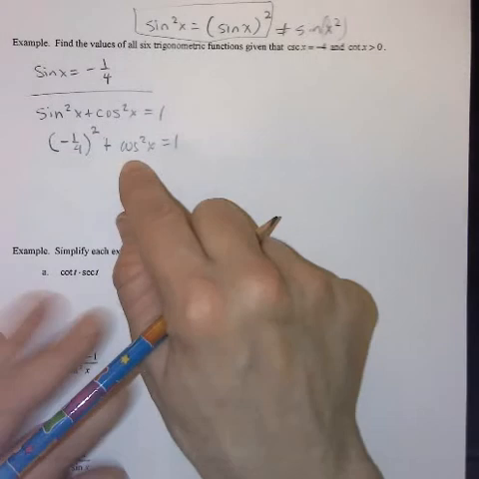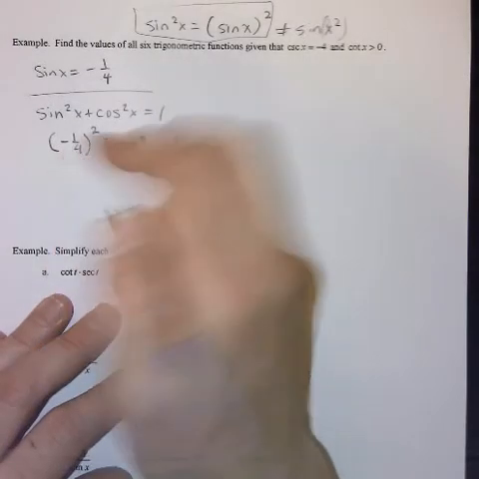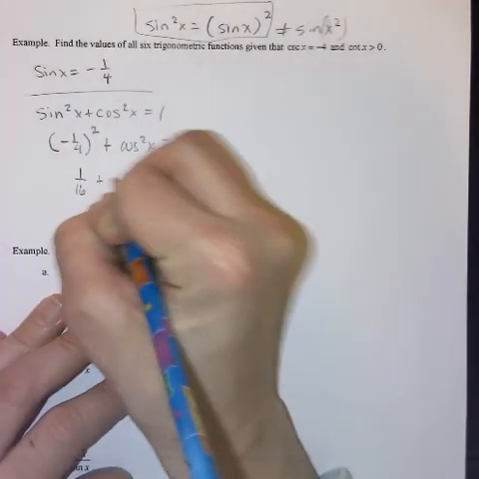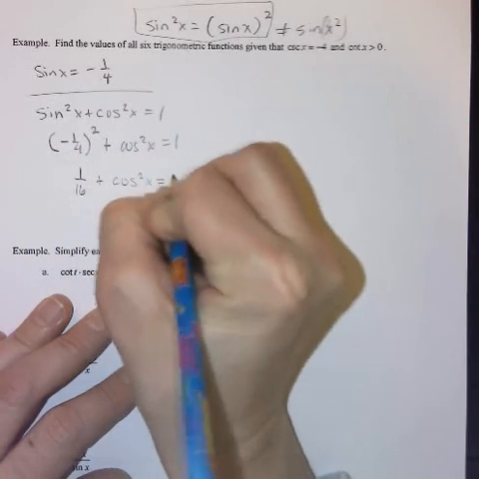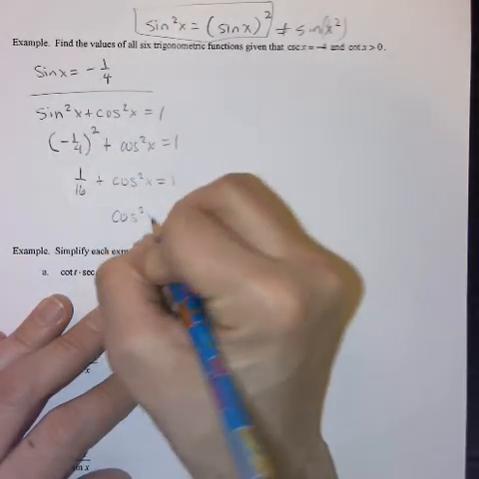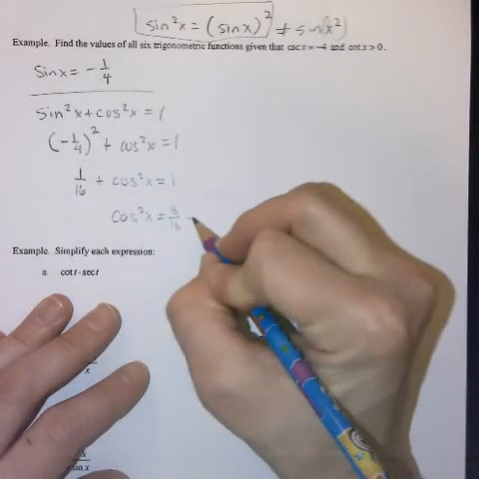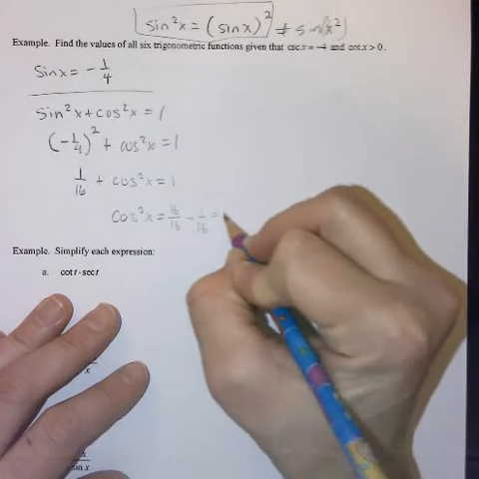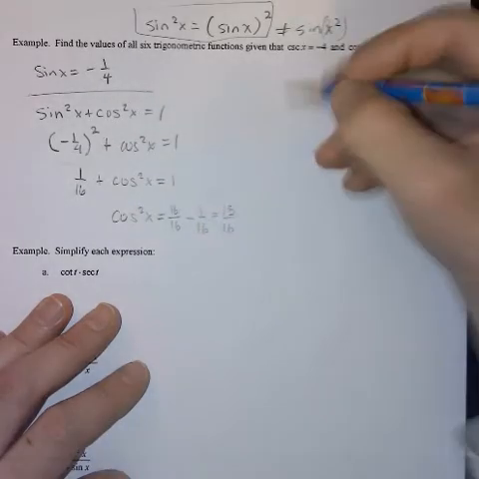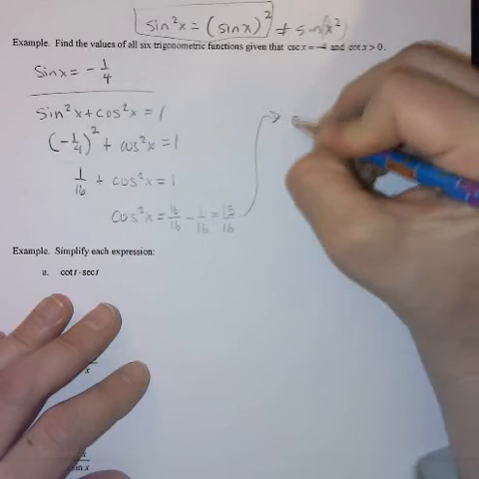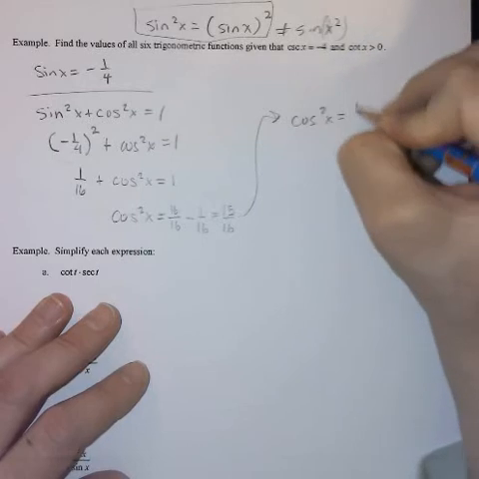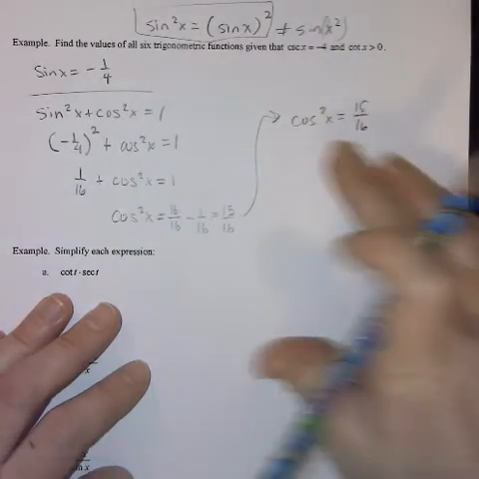All right, so -1/4 squared is 1/16. So cosine squared x is 1 minus 1/16. Remember, 1 is 16/16, so you need a common denominator, right? So this is 15/16. So let me write this down again. Cosine squared x is 15/16. We're going to take the square root of both sides.